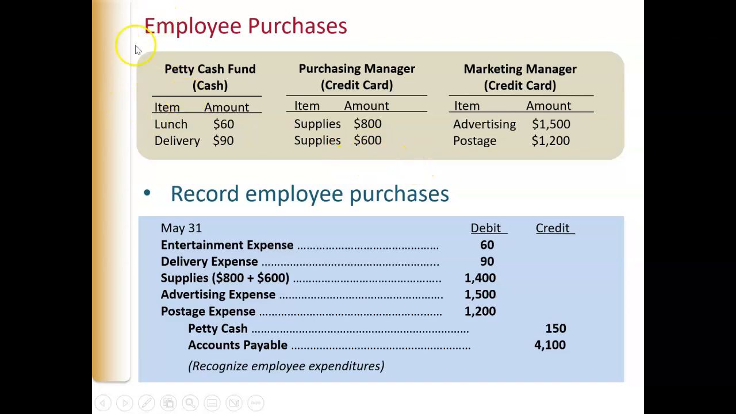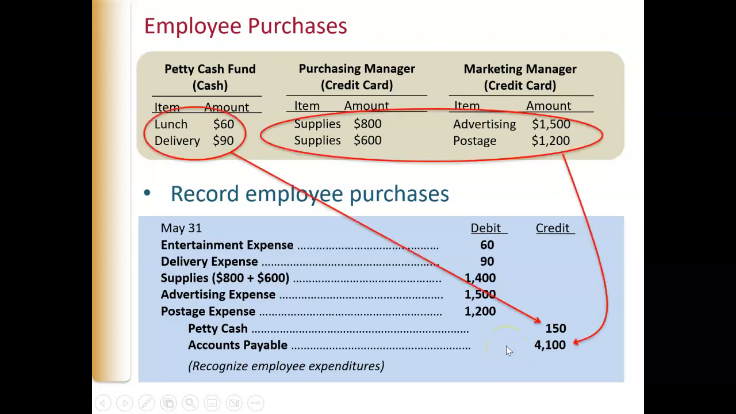So no, the petty cash fund is used for these items. So we would credit here our petty cash of $150 because that's where it came from. The items purchased on credit cards, they would be recorded here, and you see the credit is accounts payable of $4,100. Okay.